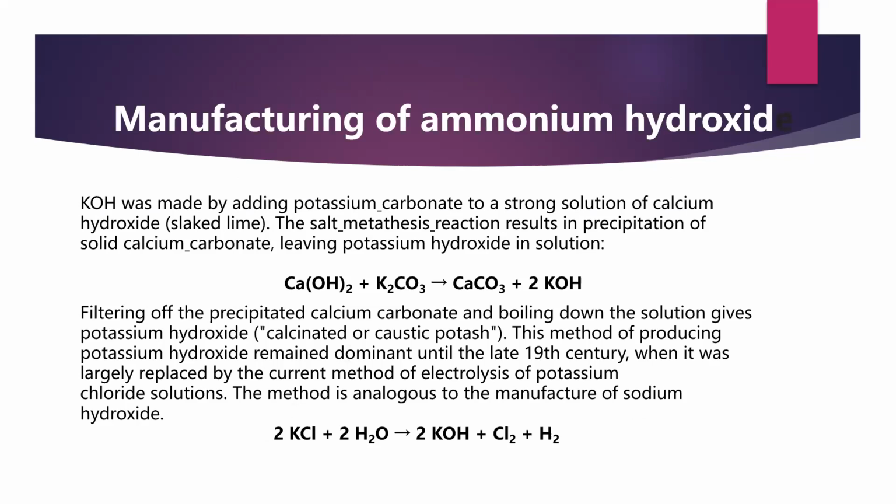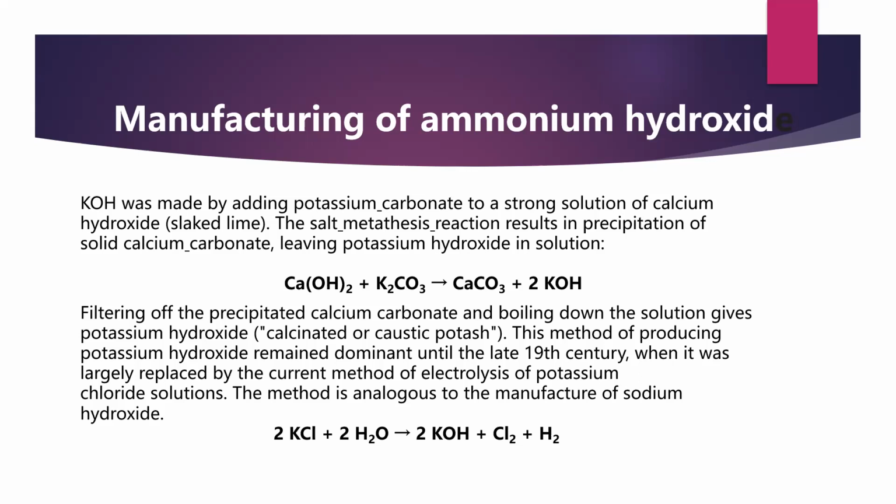Manufacturing of potassium hydroxide. KOH was made by adding potassium carbonate to a strong solution of calcium hydroxide, slaked lime, and the salt metathesis reaction results in precipitation of solid calcium carbonate, leaving potassium hydroxide in solution. Filtering off the precipitated calcium carbonate and boiling down the solution gives potassium hydroxide, calcined or caustic potash.